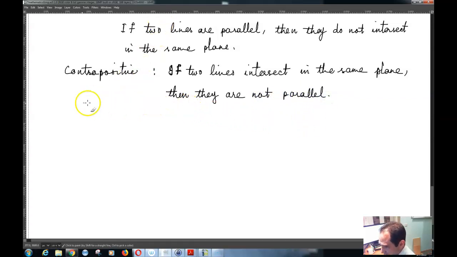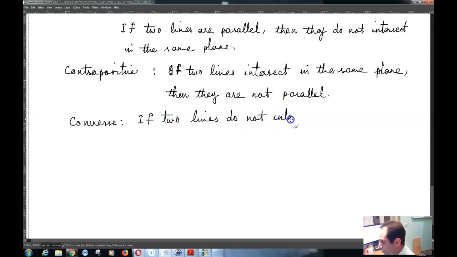And the converse of this would be if two lines do not intersect in the same plane, then they are parallel.